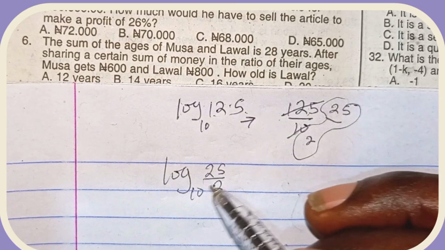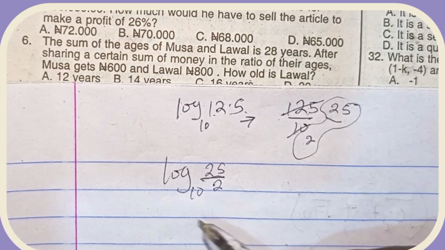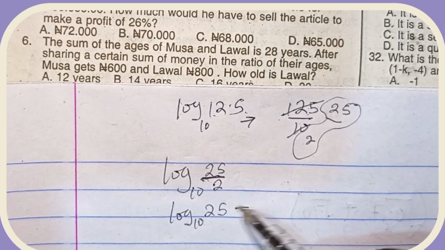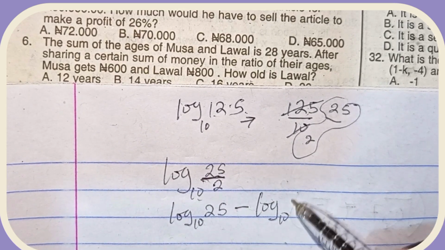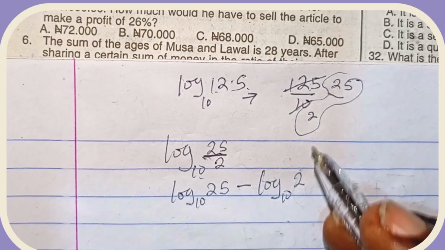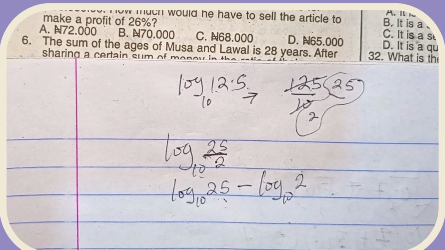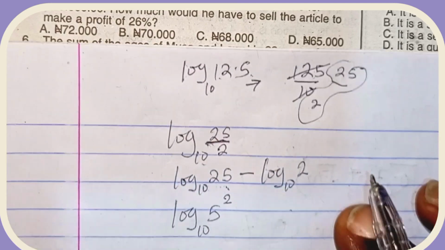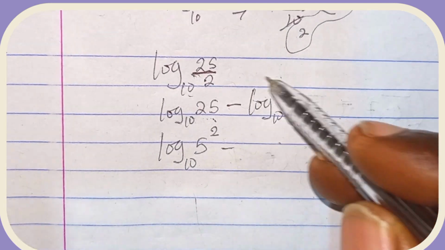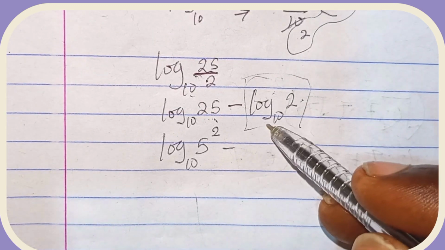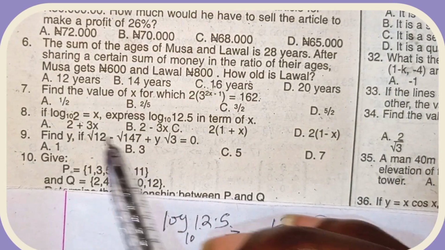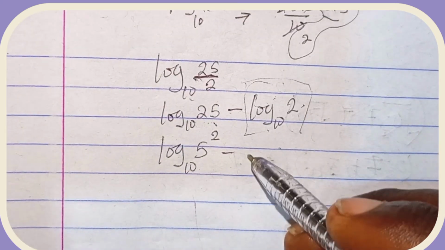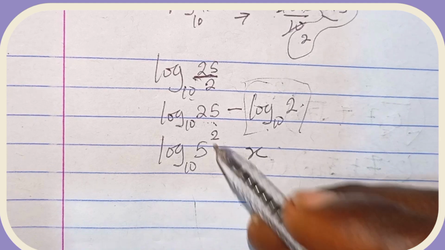Now in your logarithms, this is divide here. Divide means minus, right? So you're going to write log of 25 to base 10. This divide here becomes minus. Then you write log of 2 to base 10. Then the next thing to do, let's break down 25 now. 25 is 5 raised to the power 2, right? So you're going to write log of 5 raised to the power 2 to base 10, minus log of 2 to base 10. As you can see from the question, log of 2 to base 10 is x. So you can just write x here. If you write x here, you're not wrong.